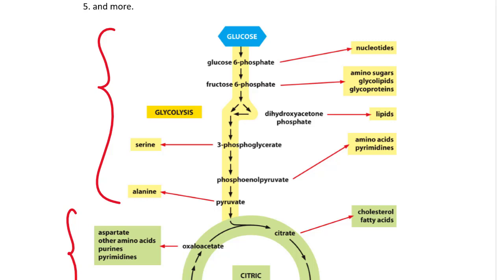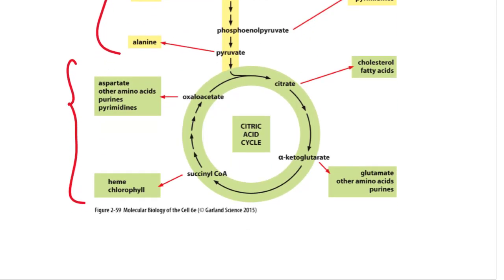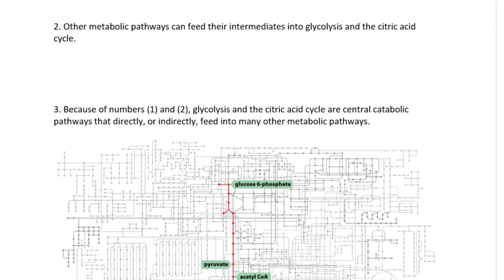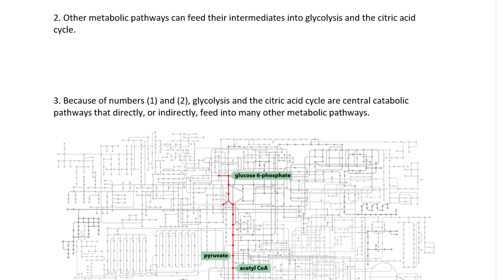So smaller molecules to making bigger molecules, those are going to be anabolic pathways, right? This whole thing is a catabolic pathway, and we talked about how catabolic pathways are linked to anabolic pathways, and this is just showing you an example of how that is possible. Other metabolic pathways can feed their intermediates into glycolysis and the citric acid cycle. For example, amino acids and so on can enter glycolysis at different points and be used as an energy source. It doesn't need to be just glucose.